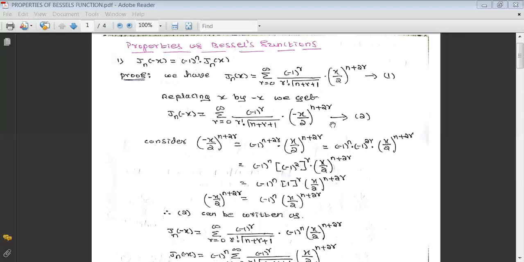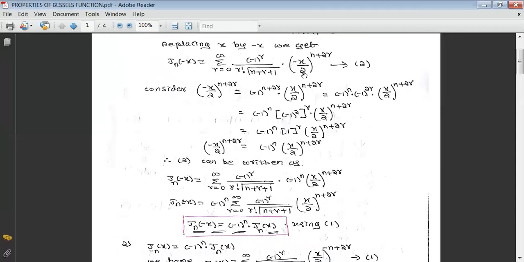Now, rest of the things remain the same. Wherever x is there, we have replaced that one by minus x. Now let us consider this one separately. And let us join after replacement of x by minus x, whatever we get, let us join it as equation 2. Now let us consider this minus x by 2 raised to n plus 2r separately.